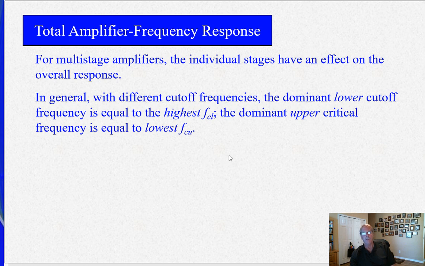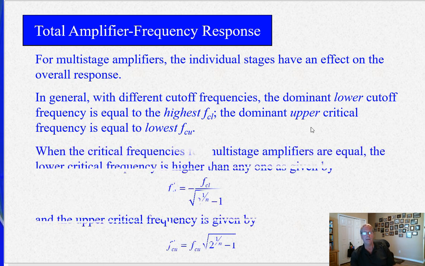Now, if you want to put stages of amplifiers together, one of the amplifiers might have a lower critical frequency that's different than the other, in which case you're going to want to use the very first one that kicks in. So the highest lower critical frequency is going to be on the left side of the Bode plot, if you will. And the dominant upper frequency is going to be the first one that kicks in on the upper side. So that's going to be the lowest critical frequency for the upper side, if you have multi-stages. After that happens, they add together. Now, if they're all equal, then it's a different scenario, and you have to use these formulas.